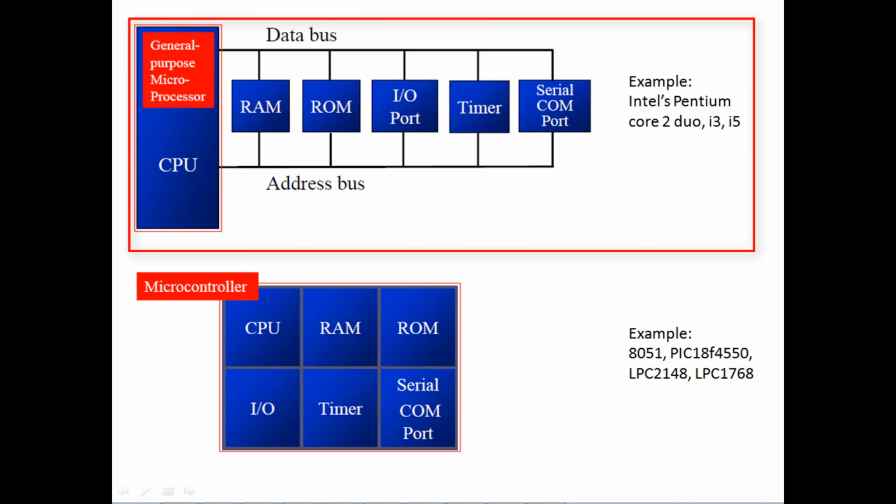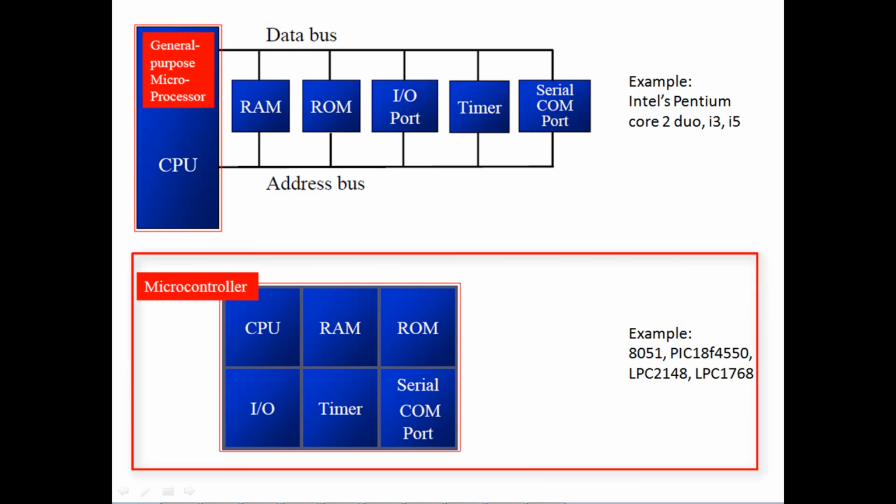A microprocessor is an IC which has only the CPU inside it, that is, only the processing power, such as Intel Pentium, Core 2 Duo, i3 and i5, etc. These microprocessors don't have RAM, ROM, or any other peripherals on chip. A system designer has to add them externally to make them functional. The applications of microprocessors include desktop PC, notepad, laptop, etc.